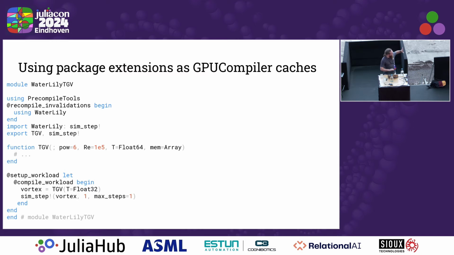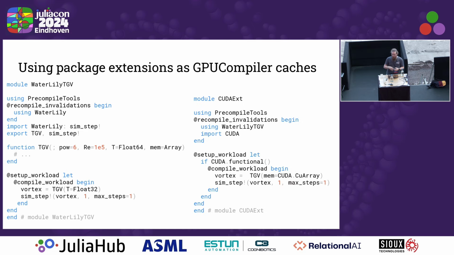This is a little aside. If you're wondering how to do this, you can actually use package extensions, which is new, to also compile GPU code. You can define a package extension that depends on CUDA. And when CUDA is loaded, you can say, if CUDA is functional on this machine, also run the pre-compilation workload and warm it up for CUDA specifically. It's a very neat way of making sure that you don't depend on CUDA in your main package, and you only add the necessary capabilities later when needed.